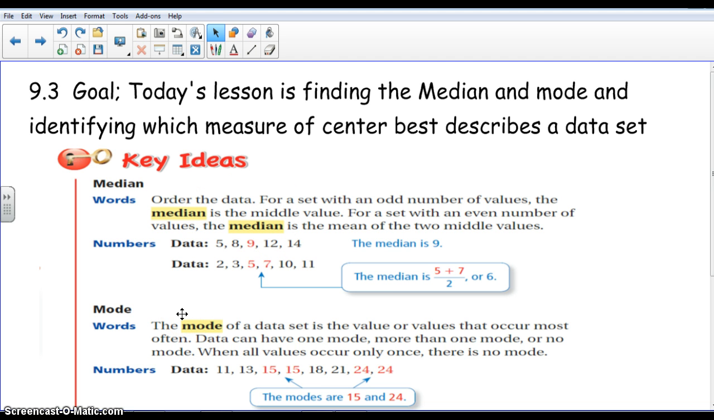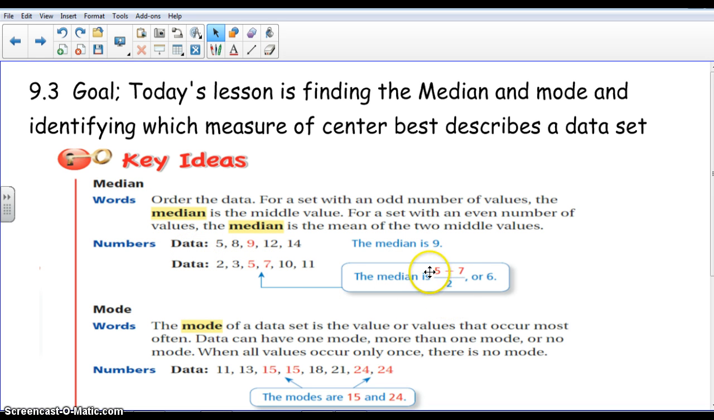For a set with an odd number of values, the median is the middle value. For a set with an even number of values, the median is the mean of the two middle values. So let's take a look at that. Here's your data. Obviously it's odd, 2 on this side, 2 on this side, 1 in the middle. The median is 9.